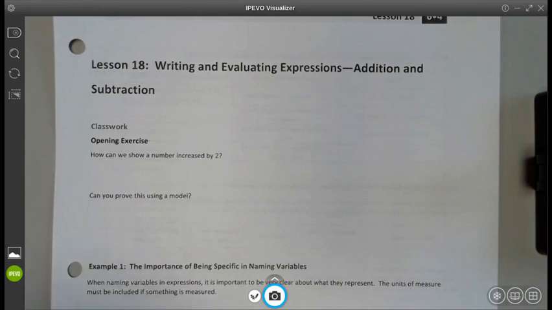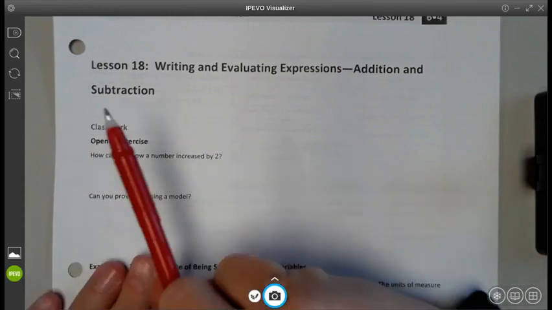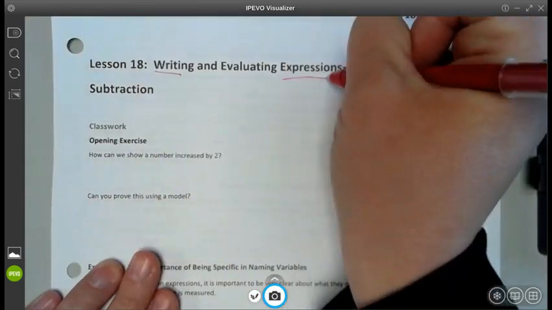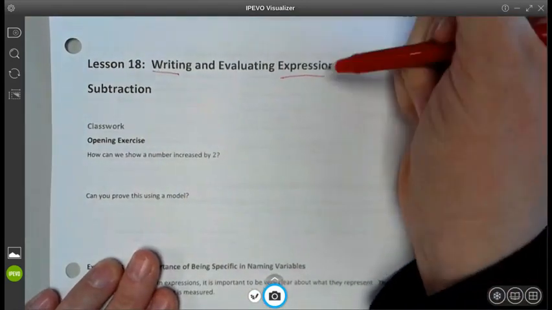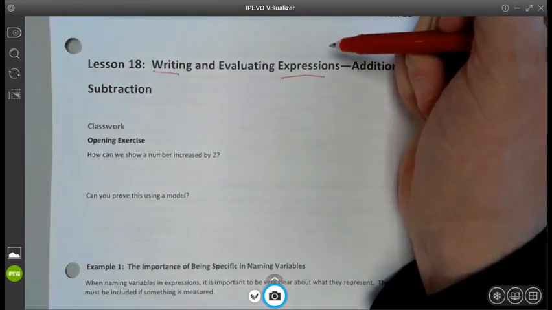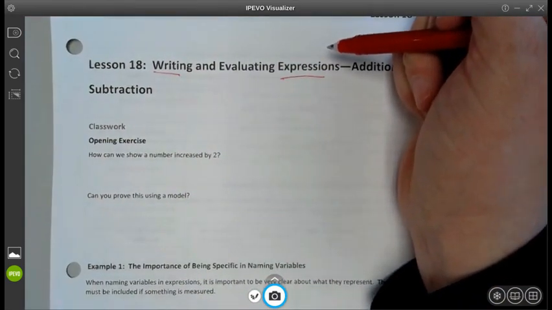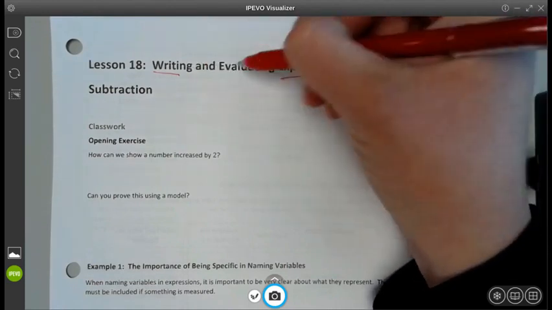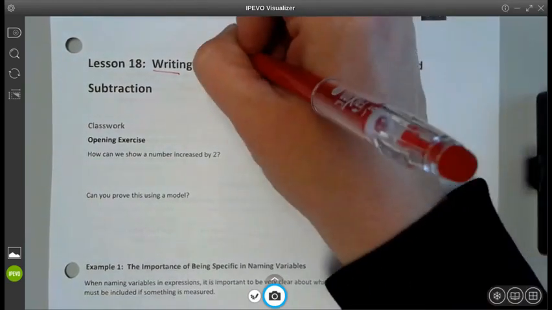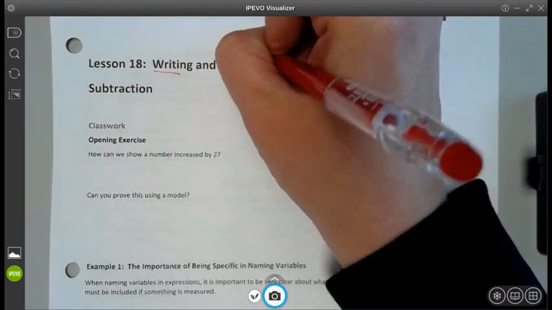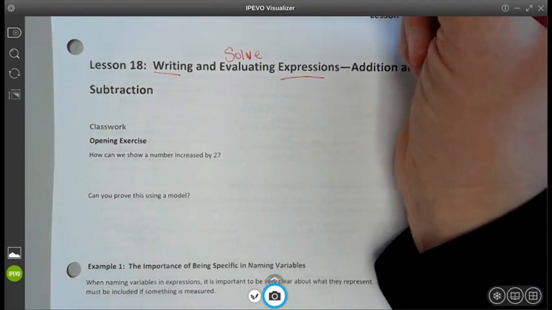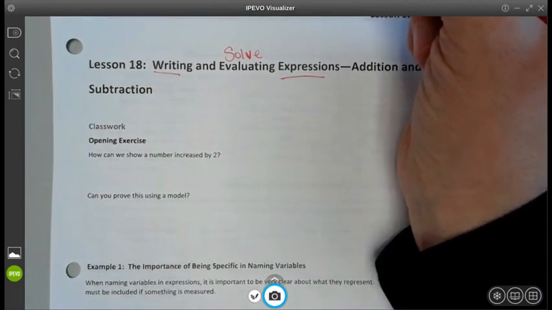Subtraction. So this is going to be a continuation of what we've been working on the past several lessons. We've been focusing on writing expressions, and remember, an expression is like a numerical expression where there's no equal sign. Well, today we're going to take that to the next level because we're evaluating expressions. And remember, evaluating means to solve. And there's a couple of different ways we'll learn how to do this over time.